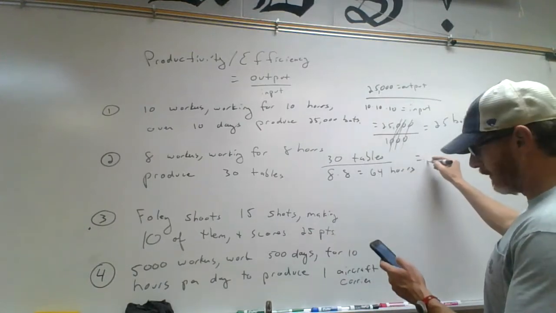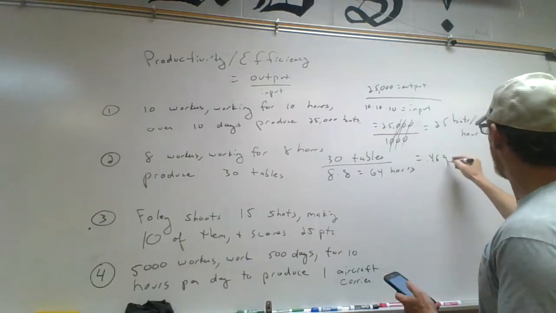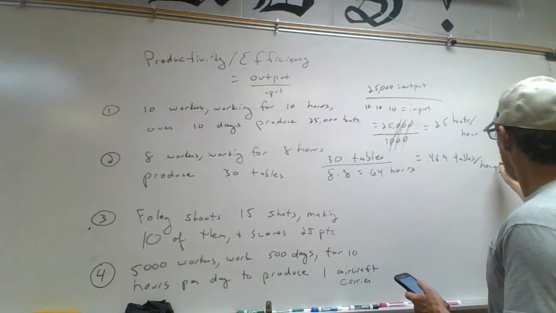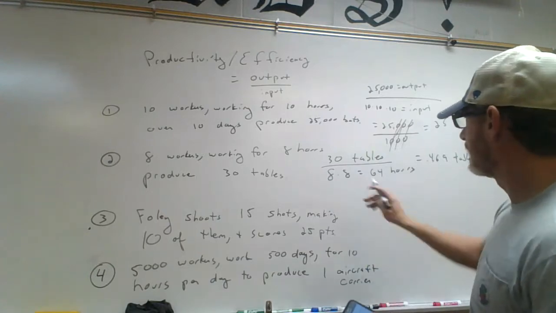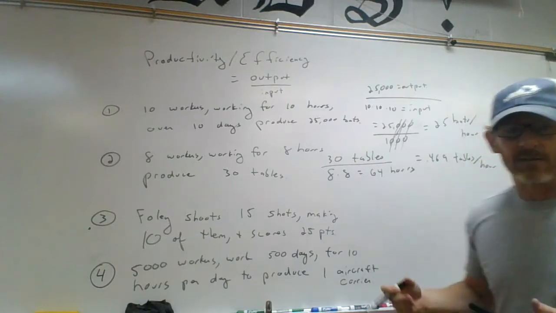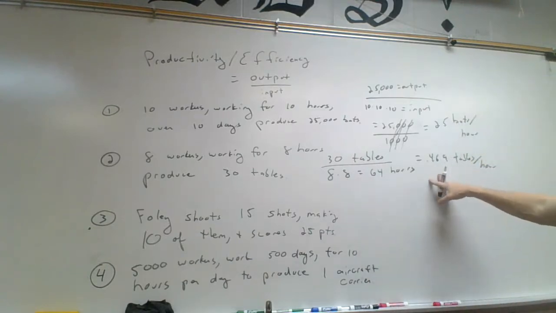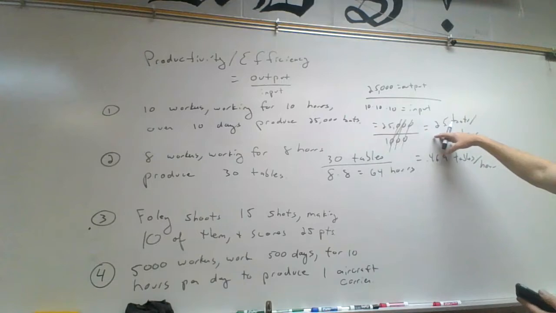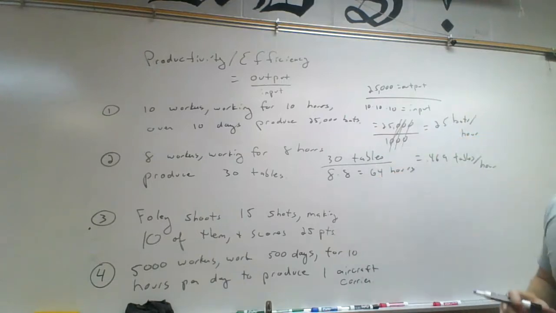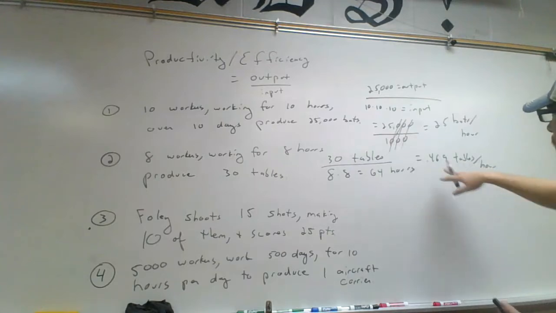That would be 0.469 tables per hour. Or if you want to just take it down, you can say 15 over 32, but I like the decimals if I can. So here it's 25 bats per hour. Here it's taking us longer than an hour to make a table, so we're producing this much.